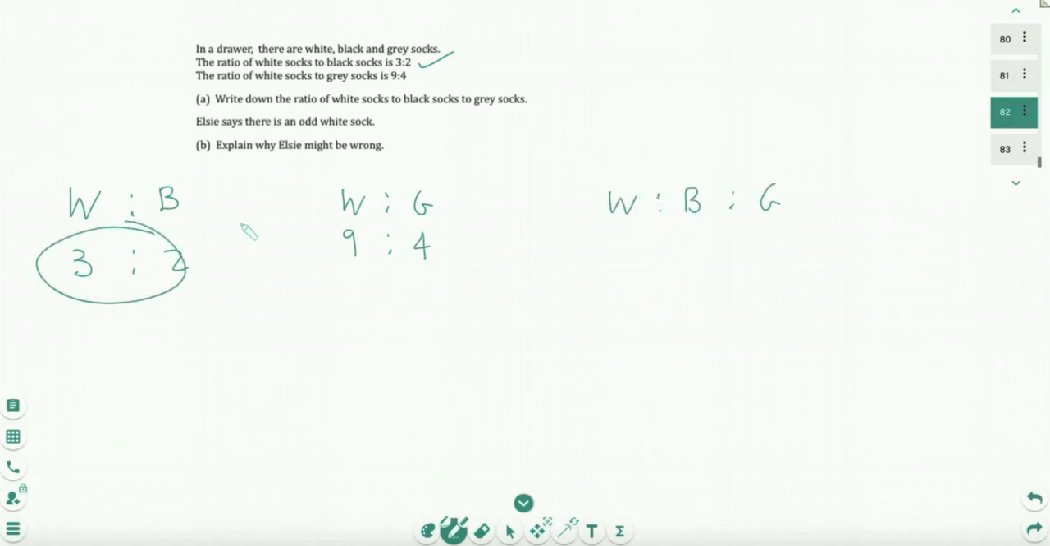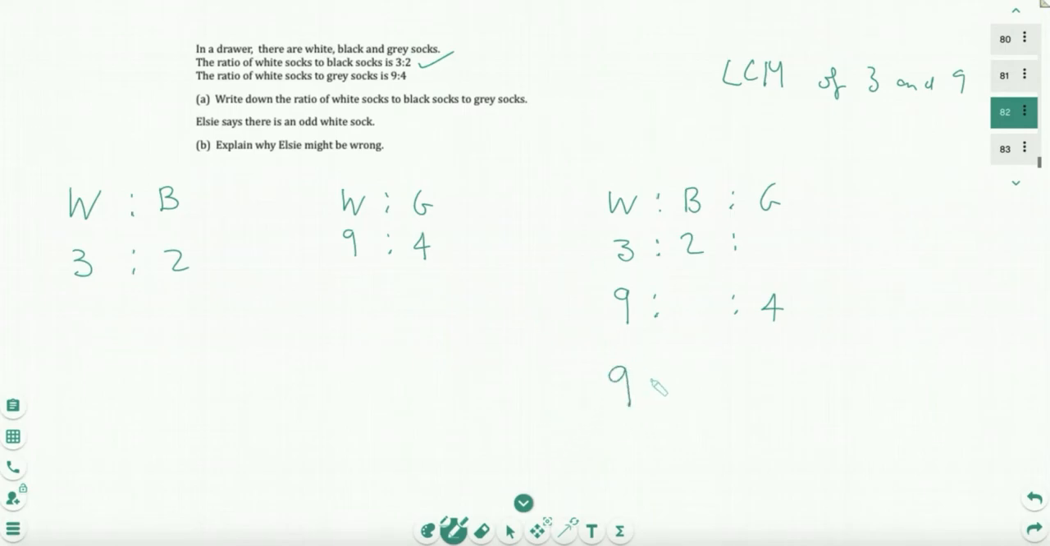So let's add both these ratios to our chart over here. White to black is 3 to 2, and then white to gray is 9 to 4. Since we have whites in common, we're going to find the lowest common multiple of the white sock values, 3 and 9. What's the lowest common multiple of 3 and 9? Well, the first number that appears in both those times tables is 9. So that's going to be our white sock value.